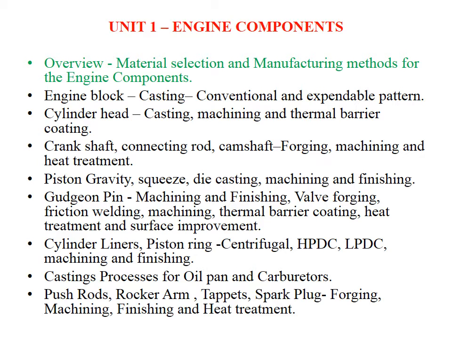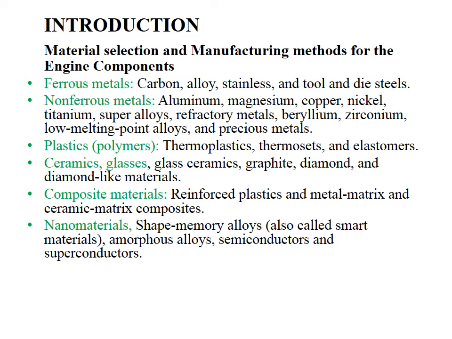So here in this lecture we'll start with the first topic, which is the material selection and manufacturing methods for the engine components. To start with, first you need to understand what are the various materials that are present and how we are going to choose the materials, and in general what are the various manufacturing methods, which you would have learned already in your manufacturing technology course, and what we'll be dealing with exactly for the engine components. To start with, the various materials available are ferrous metals, non-ferrous metals, plastic, ceramics, glasses, composite materials, nanomaterials, and smart materials.